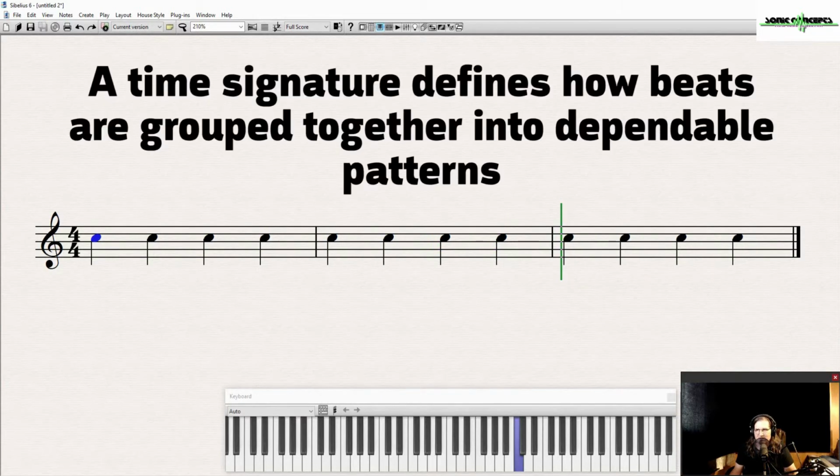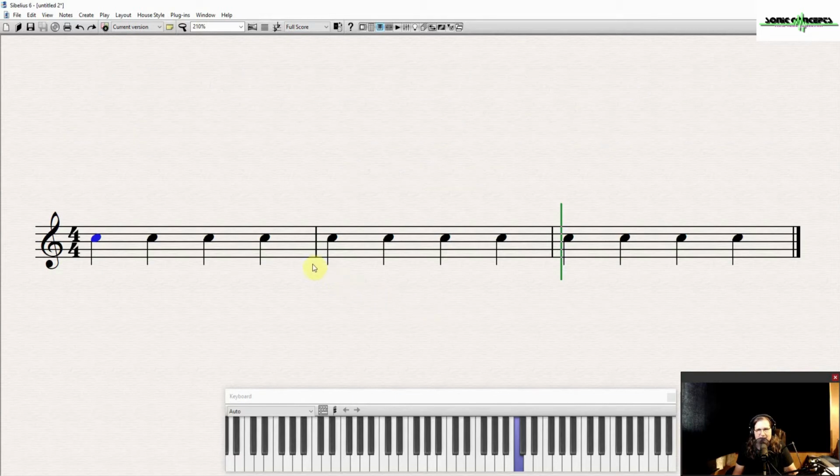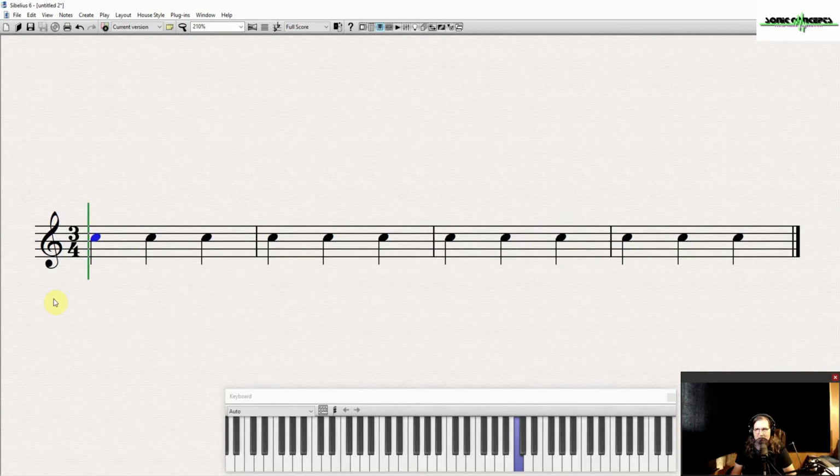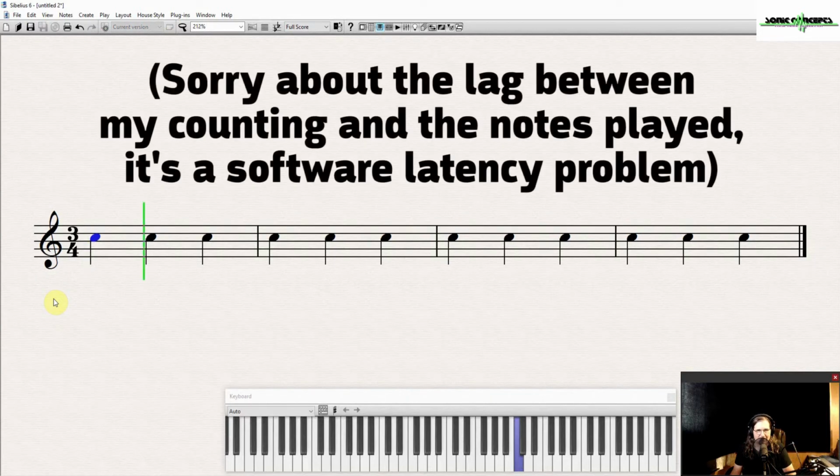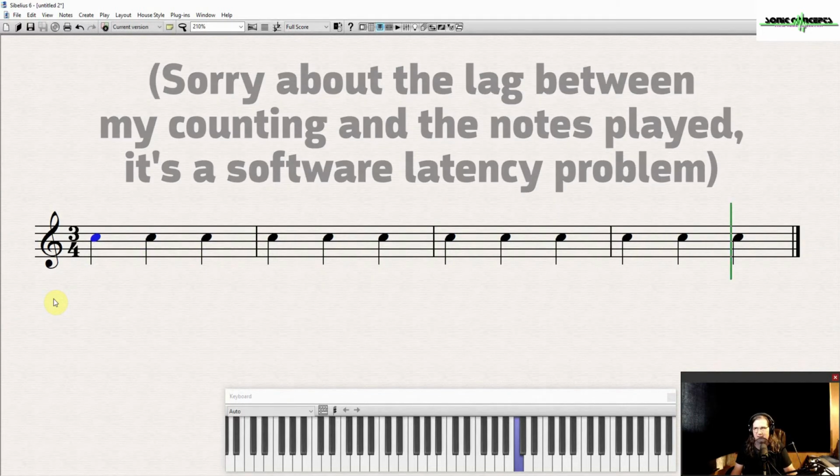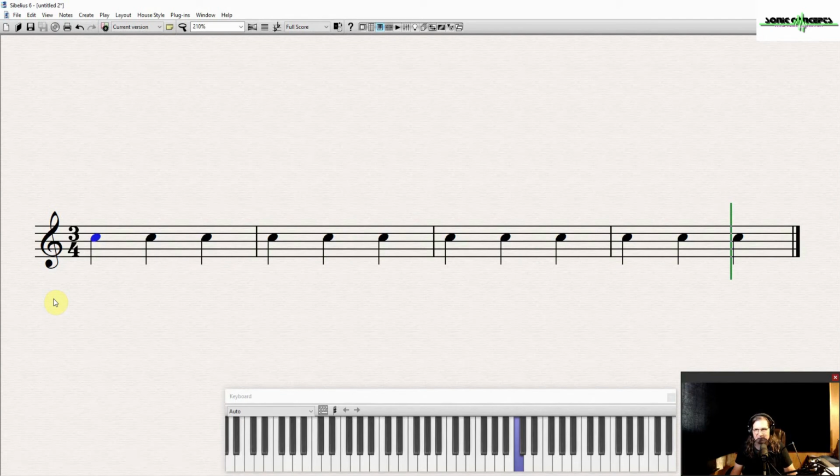A time signature essentially defines how beats are grouped together into dependable patterns. These dependable beat patterns constitute a typical measure in a particular time signature. For example, a grouping of 3 beats per measure is a dependable pattern. Notice this says 3/4. This is what it sounds like. 1, 2, 3, 1, 2, 3, 1, 2, 3, 1, 2, 3. This pattern in 3 is also known as a waltz.